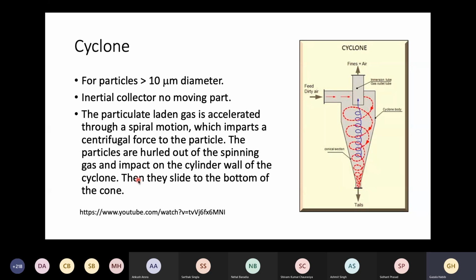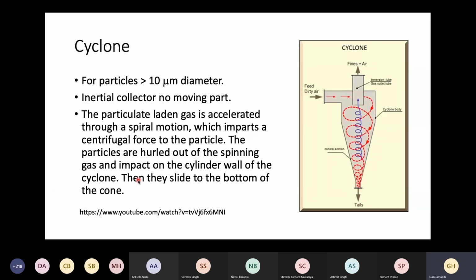It is very efficient, and even though small size particles can also be collected, particles greater than 10 micrometer can be collected very efficiently using this device. Inertial character, no moving parts. So I already told you the particulate laden gas is accelerated through a spiral motion, which imparts a centrifugal force to the particles. The particles are hurled out of the spinning gas and impact on the cylindrical wall of the cyclone. Then they slide to the bottom of the cone.